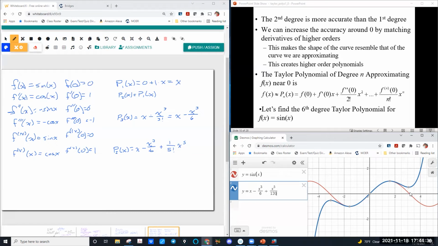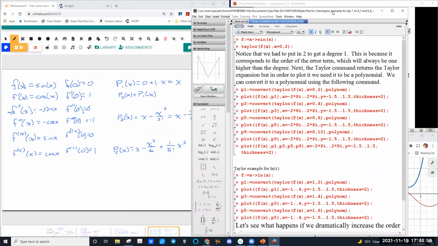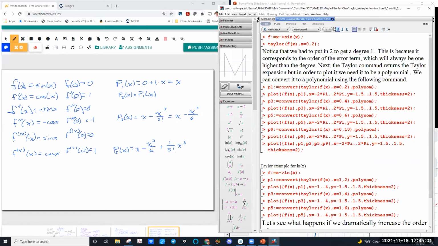And we can keep going on this. It gets better and better. And, you know, we can already see the pattern. So I just want to show you how this happened. But this is done in a program called Maple. But I'll show you how to do this in another program here in just a second.